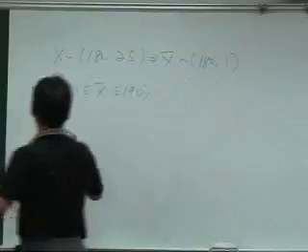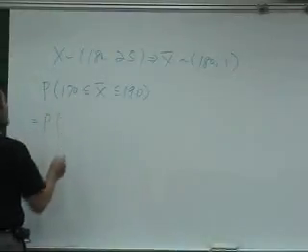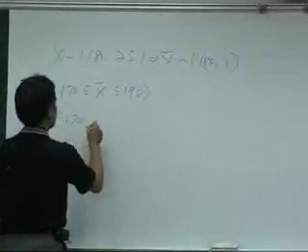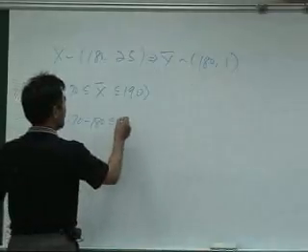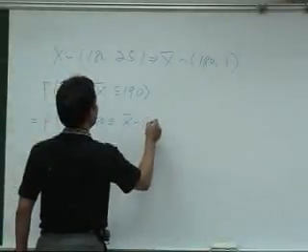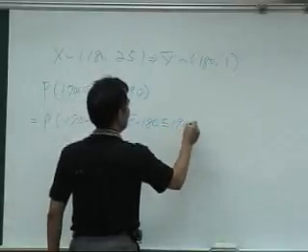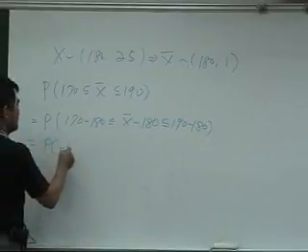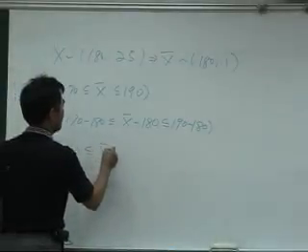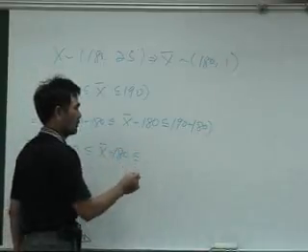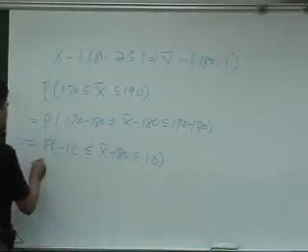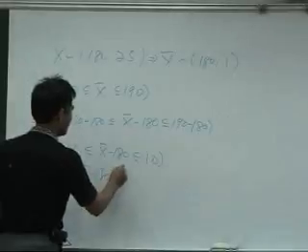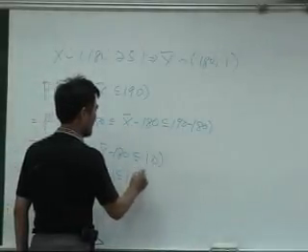And so in this case, t is equal to 170 minus 180, that's going to equal x bar minus 180, that's going to equal 190 minus 180. So then what you get? Negative 10 less than or equal to x bar minus 180, less than or equal to 10, times 1.